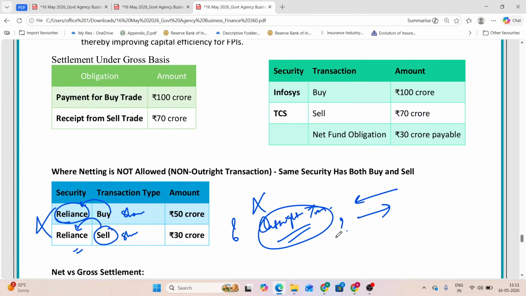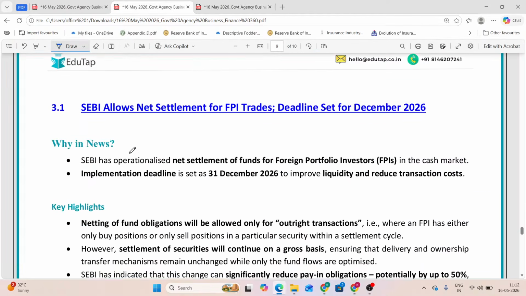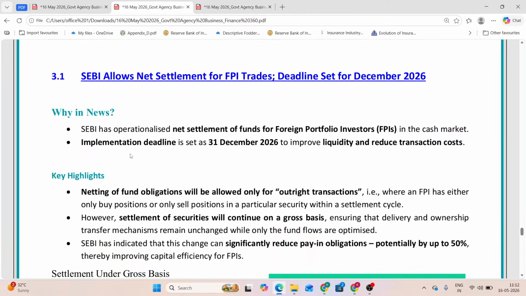Can we say that this is an outright transaction where you are buying the Infosys shares? Yes, this is an outright transaction, because here you are only taking a one-sided transaction for a particular security. If you are selling the TCS shares, this is also an outright transaction for TCS, because here you are only selling. So SEBI has allowed the net settlement for foreign portfolio trades in the outright transactions. For the outright transactions only, the net settlement has been allowed.